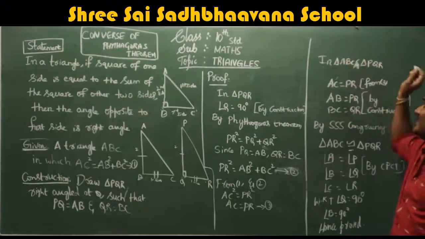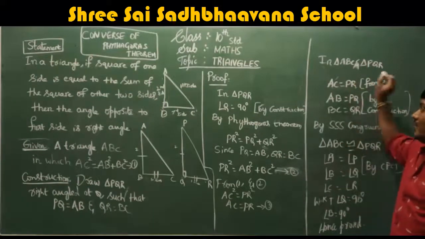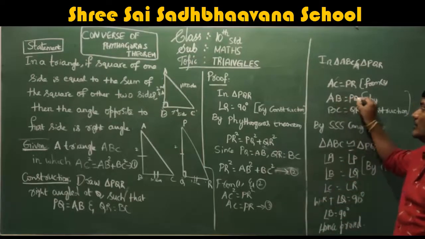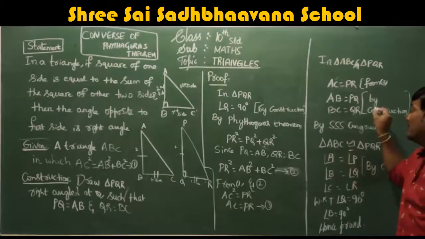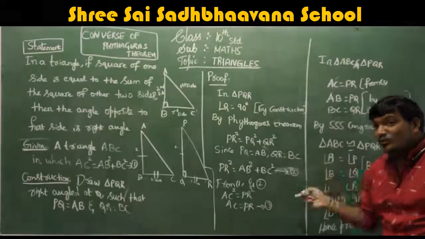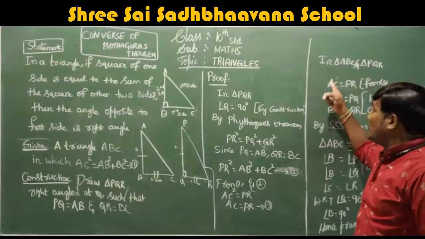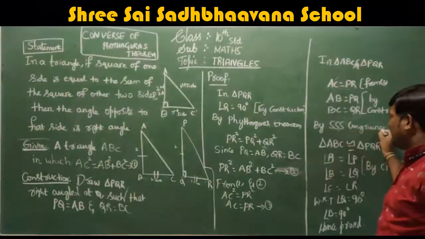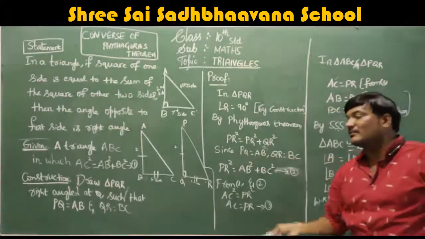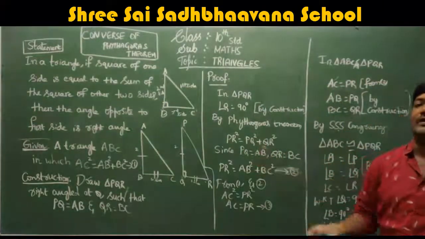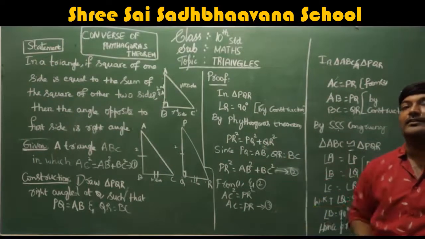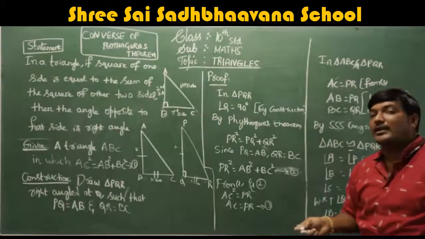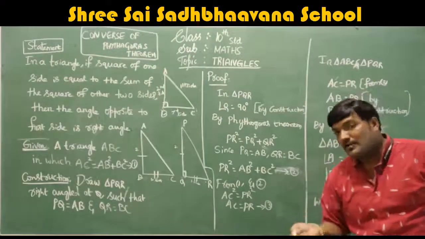And in triangles ABC and PQR, we know AC is equal to PR, we just proved that. And AB is equal to PQ and BC is equal to QR already by construction. So in any two triangles, when corresponding sides are equal, by SSS congruency we can say that triangle ABC is congruent to triangle PQR. This means we can conclude that those two triangles are congruent to each other. This you studied in 9th standard.